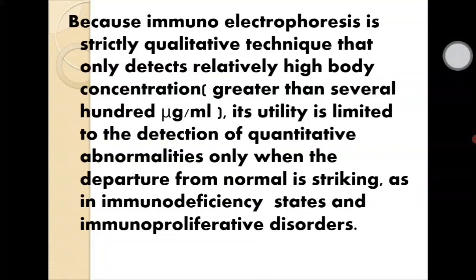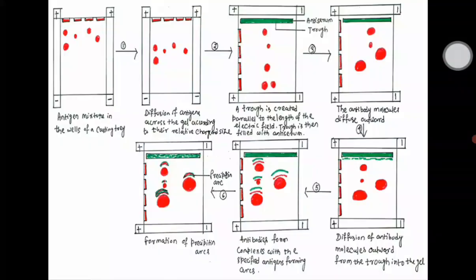Because immunoelectrophoresis is strictly a qualitative technique that only detects relatively high concentrations, greater than several hundred micrograms per ml, its utility is limited to the detection of quantitative abnormalities only when the departure from normal is striking, as in immunodeficiency states and immunoproliferative disorders.